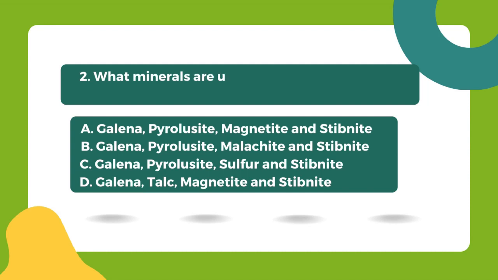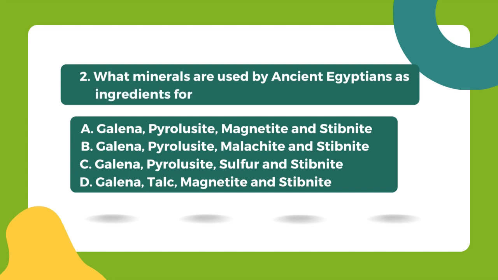2. What minerals were used by ancient Egyptians as ingredients for their eye makeup? A. Galena, pyrolusite, magnetite, and stibnite. B. Galena, pyrolusite, malachite, and stibnite. C. Galena, pyrolusite, sulfur, and stibnite. Or D. Galena, talc, magnetite, and stibnite.